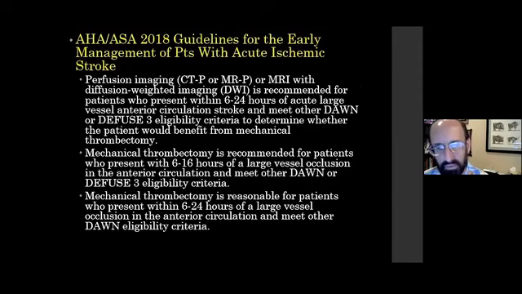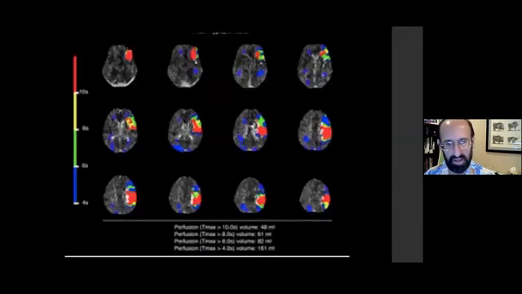So just to refresh your memory, the American Heart Association, American Stroke Association, 2018, suggested that using perfusion imaging is recommended for patients who present within 6 to 24 hours of large vessel occlusion, and it may help identify those patients who will benefit from mechanical thrombectomy. So you're seeing a lot more CT perfusion on that basis.